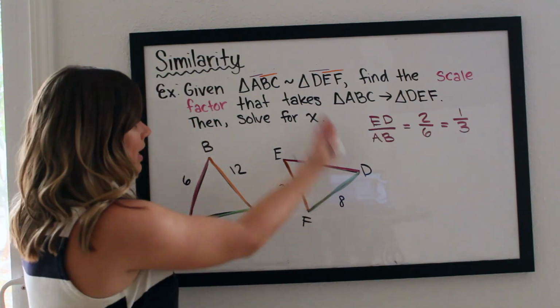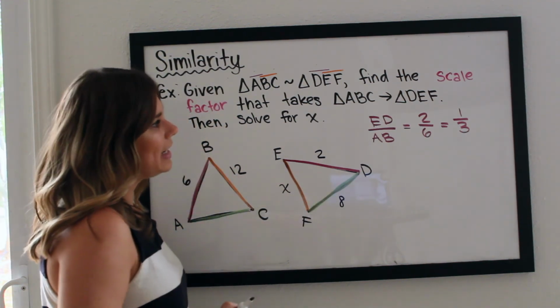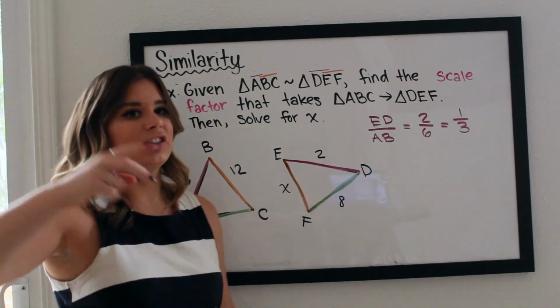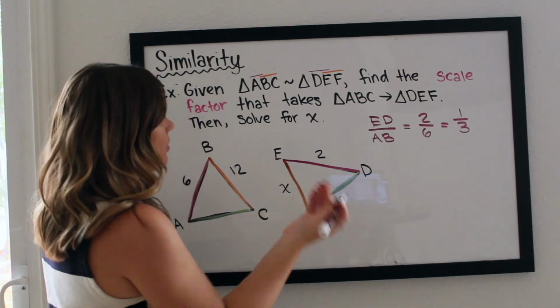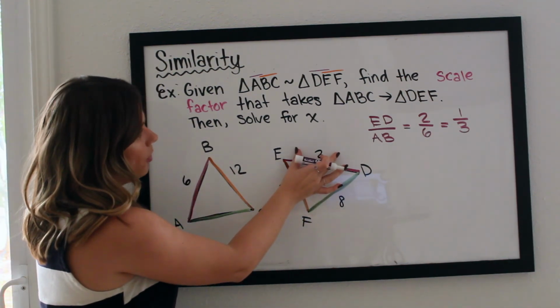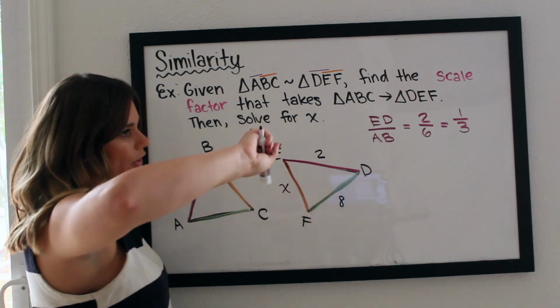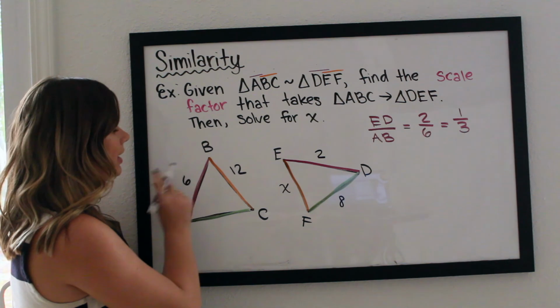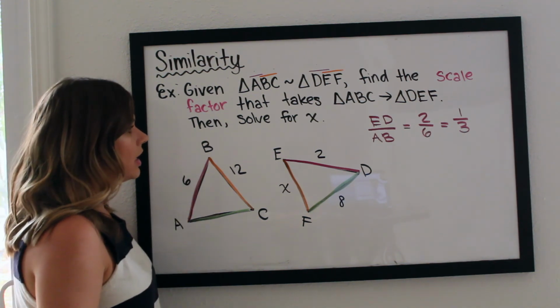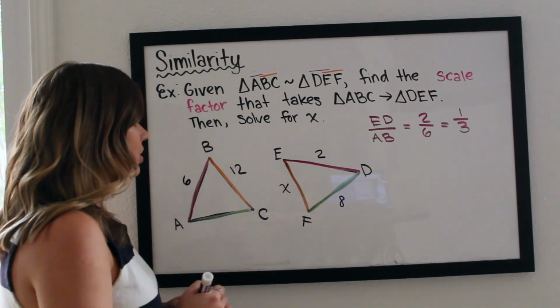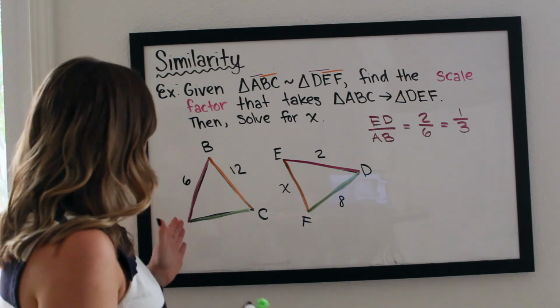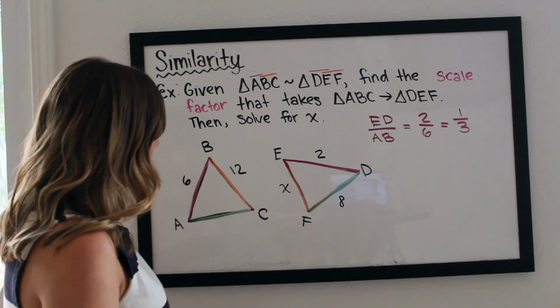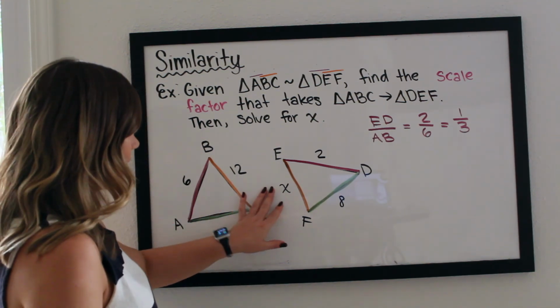Now if I wanted to go the other direction and go from DEF to ABC, I just take the reciprocal. And you can see that I just multiply 2 by 3 instead of 1/3, the reciprocal. You flip the numerator and denominator to get a length of 6 for AB. Okay, so we can actually use this to then solve for x.